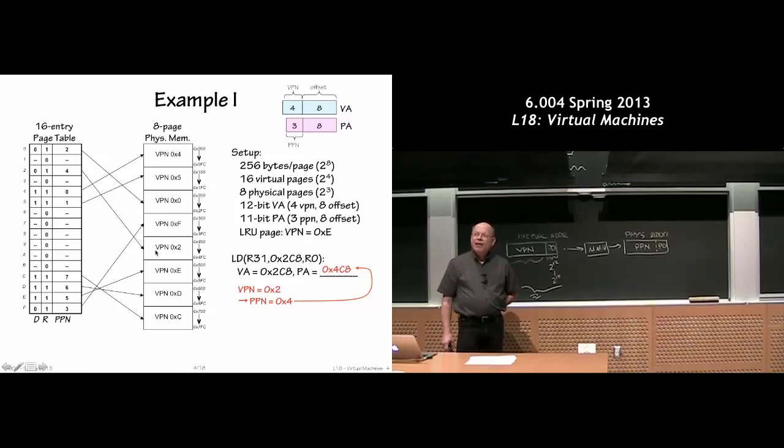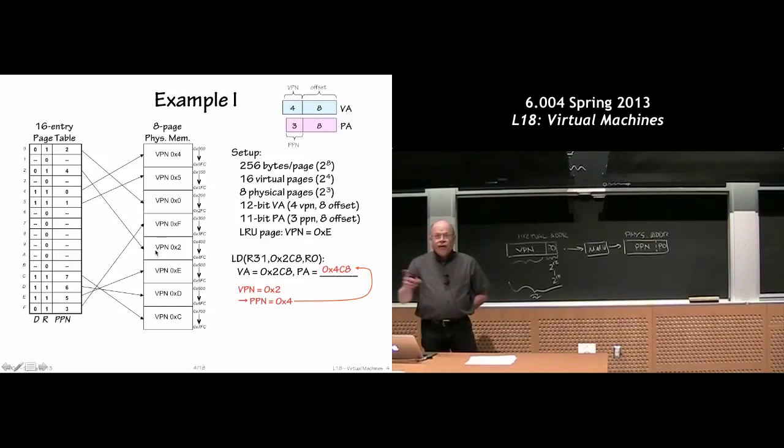Pretty straightforward. Everybody see how that worked? It's a very straightforward process of checking the table. Yes, sir? Where did we get the C8? Oh, that was the page offset.